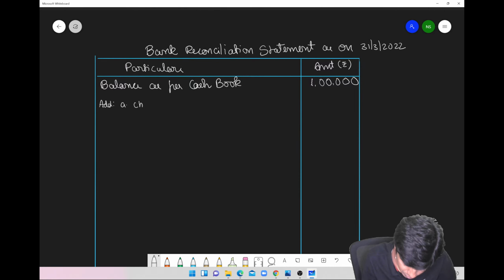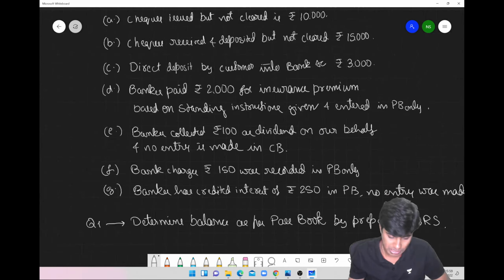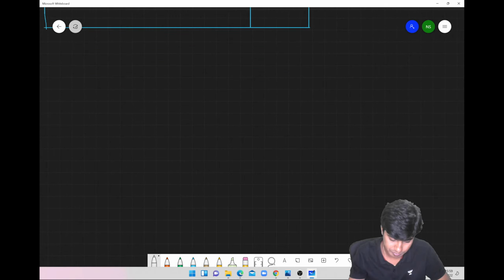Checks issued but not cleared. The amount is 10,000.